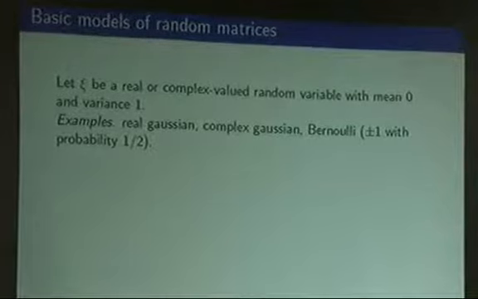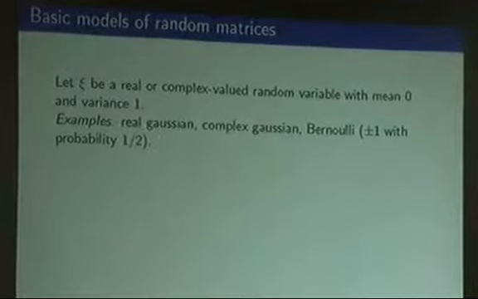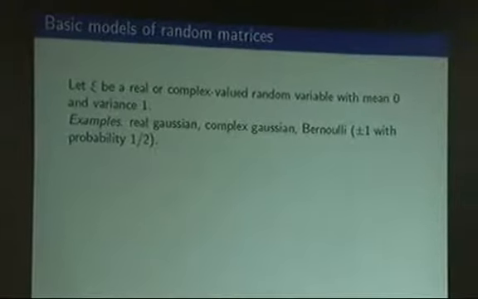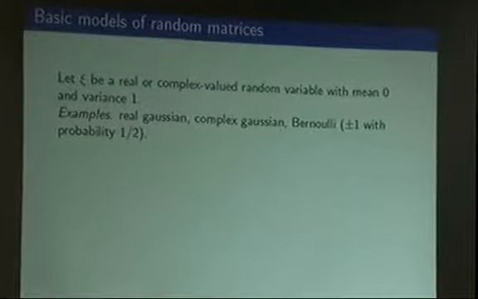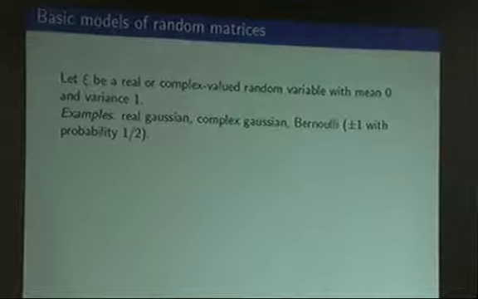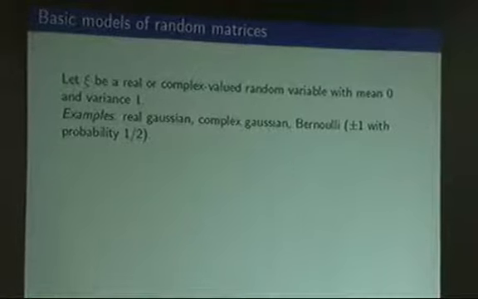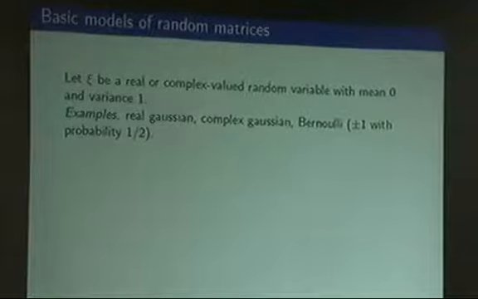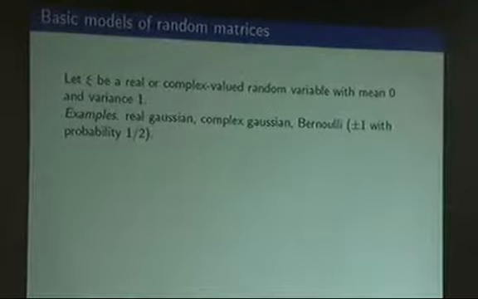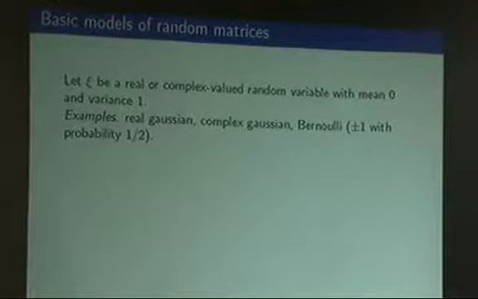You can think of, for example, real Gaussian or complex Gaussian. And for this talk, which is for combinatorial audiences, we will actually consider the Bernoulli random variable. So it is just a coin-flip random variable. It takes value 1 and minus 1 with probability half. Right? So you have a matrix. For every entry, you flip a coin and write in 1 or minus 1.